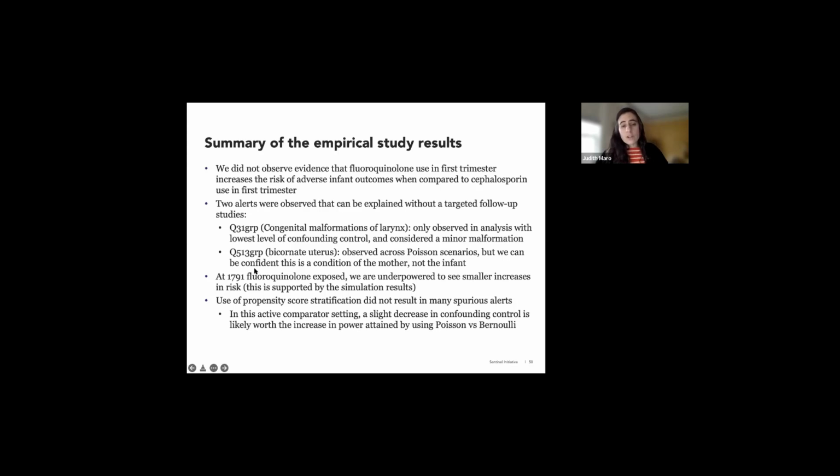We did have a very small sample size. So based on our simulation results, we would consider ourselves underpowered to see small increases in risk, particularly in very specific malformations that were uncommon. But we also didn't see a lot of spurious alerts. And so one of our concerns too was that everything's going to be alerting. We don't want to have that, right? So we were very concerned with making sure that we weren't going to be overwhelmed, and we didn't find that. So we have an active comparator setting here, and that also allowed us to ensure that our natural use of an active comparator can prevent a lot of spurious results that we could see.